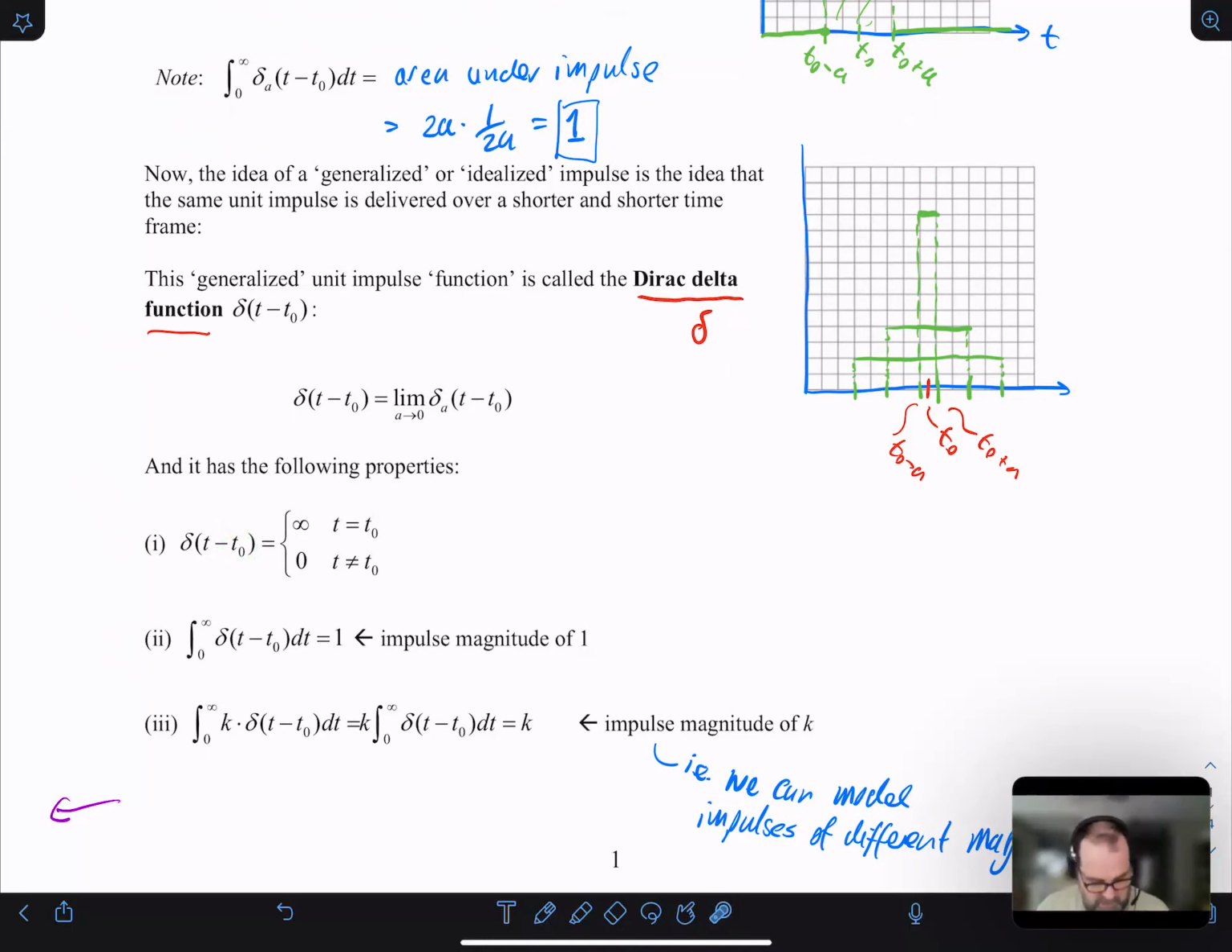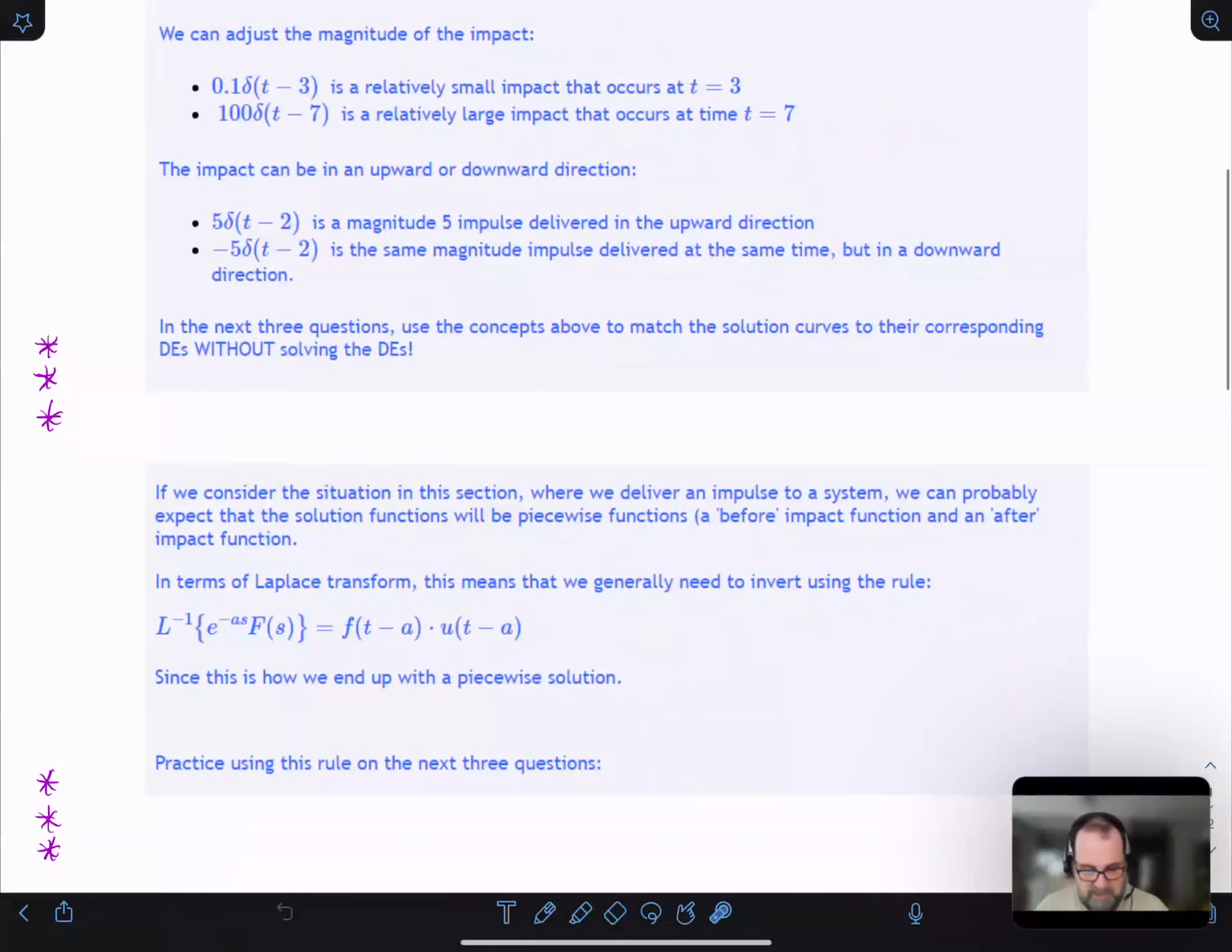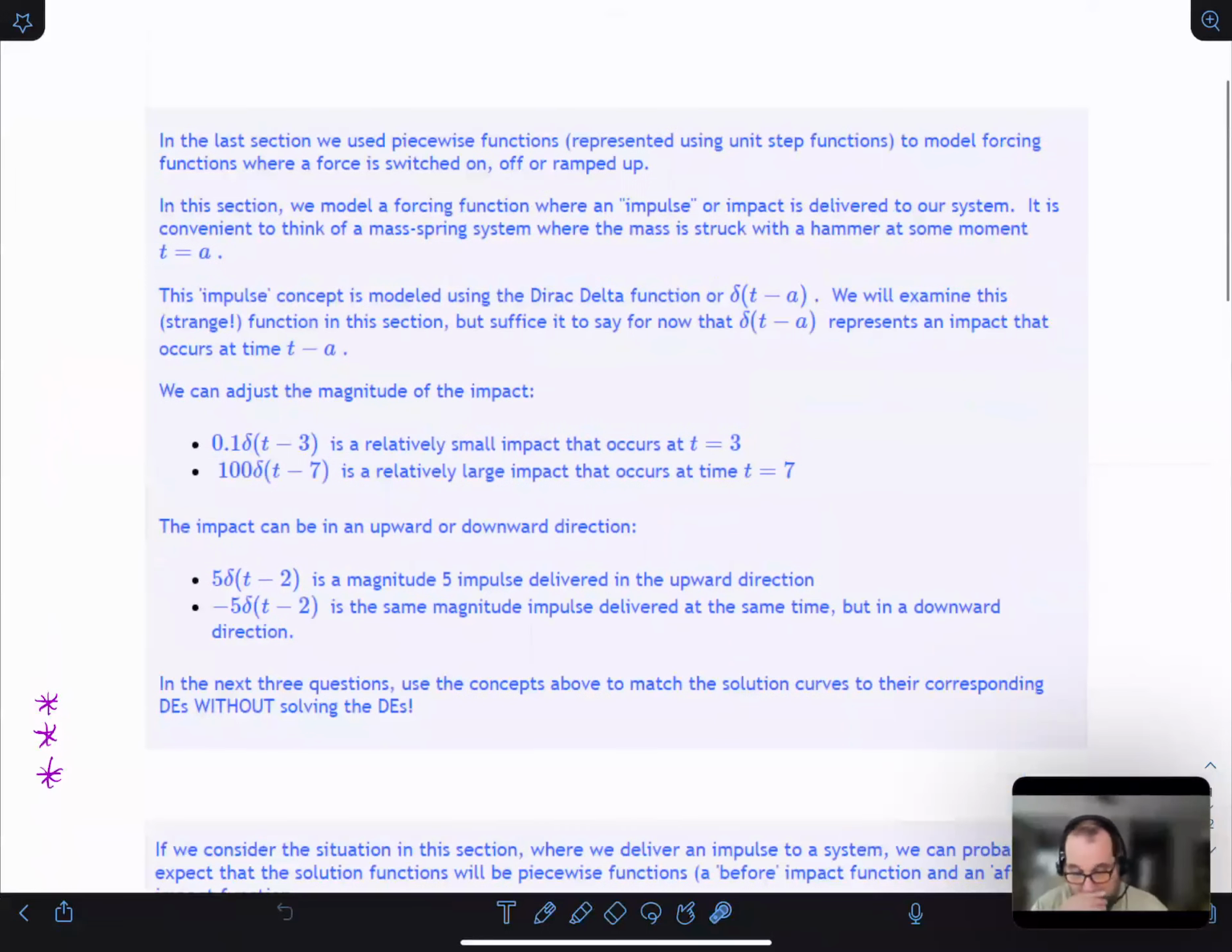So let me go to another little document here just to illustrate something. In a previous section, we were using unit step functions to model a forcing function where we have forces that could be switched on and off or even ramped up. In this section, we are modeling a different situation where we have one impact. We could model multiple impacts, but the Dirac delta function models an impact or an impulse that is delivered to our system.